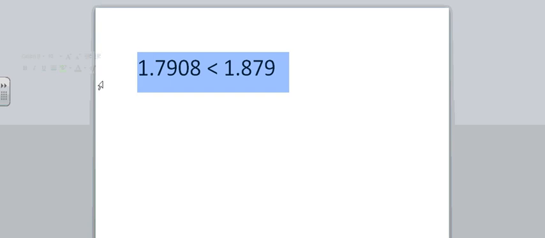I think people get intimidated by the fact that there's so many digits in each of these numbers. Remember, go at it digit by digit. Look at the 1s place and the tenths place and the hundredths place and so on. 1.7908 is less than 1.8979. Yes. So I know that this one is correct because my 1s are the same. Then I move on to my tenths. 8 is actually bigger than 7, so I know this one is correct. So answer choice C is correct.